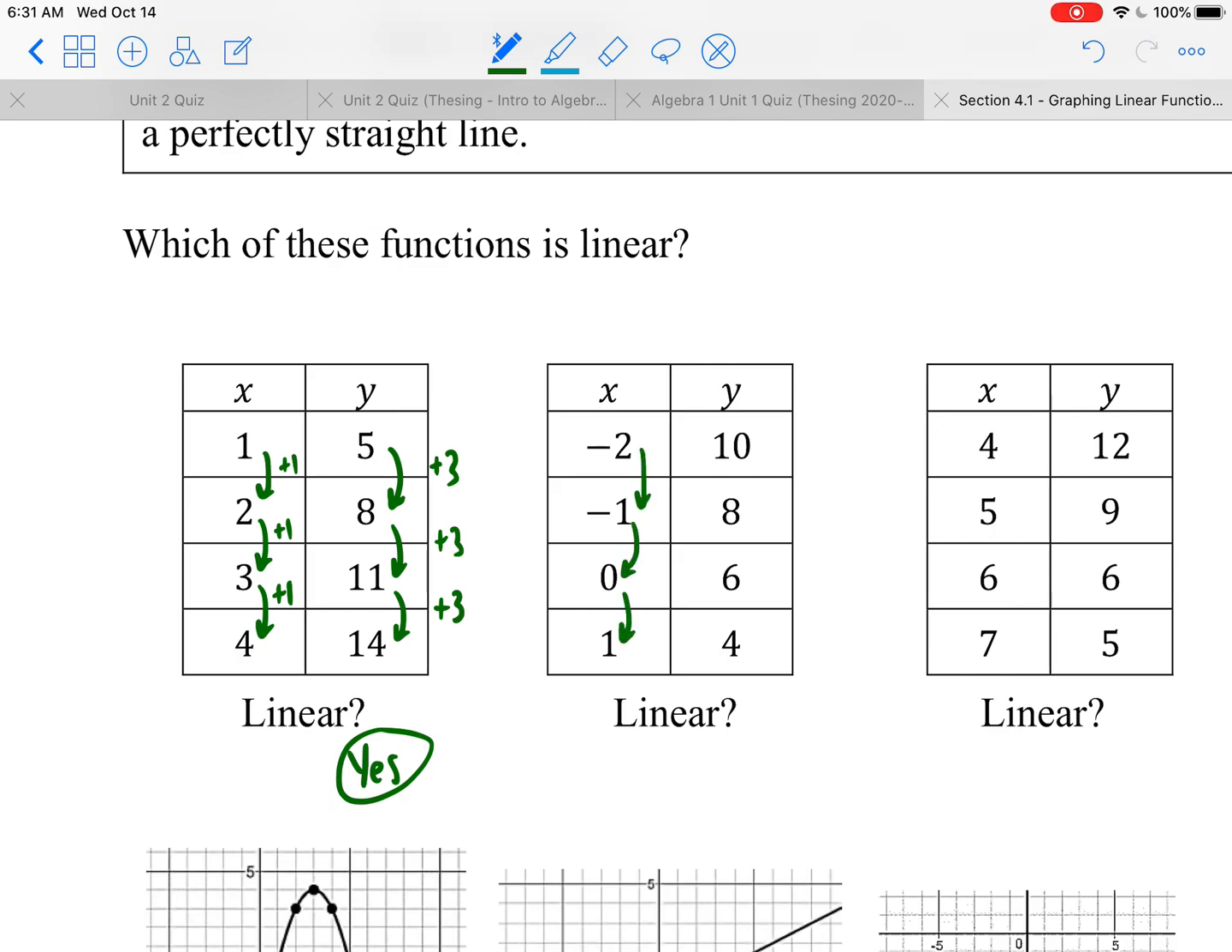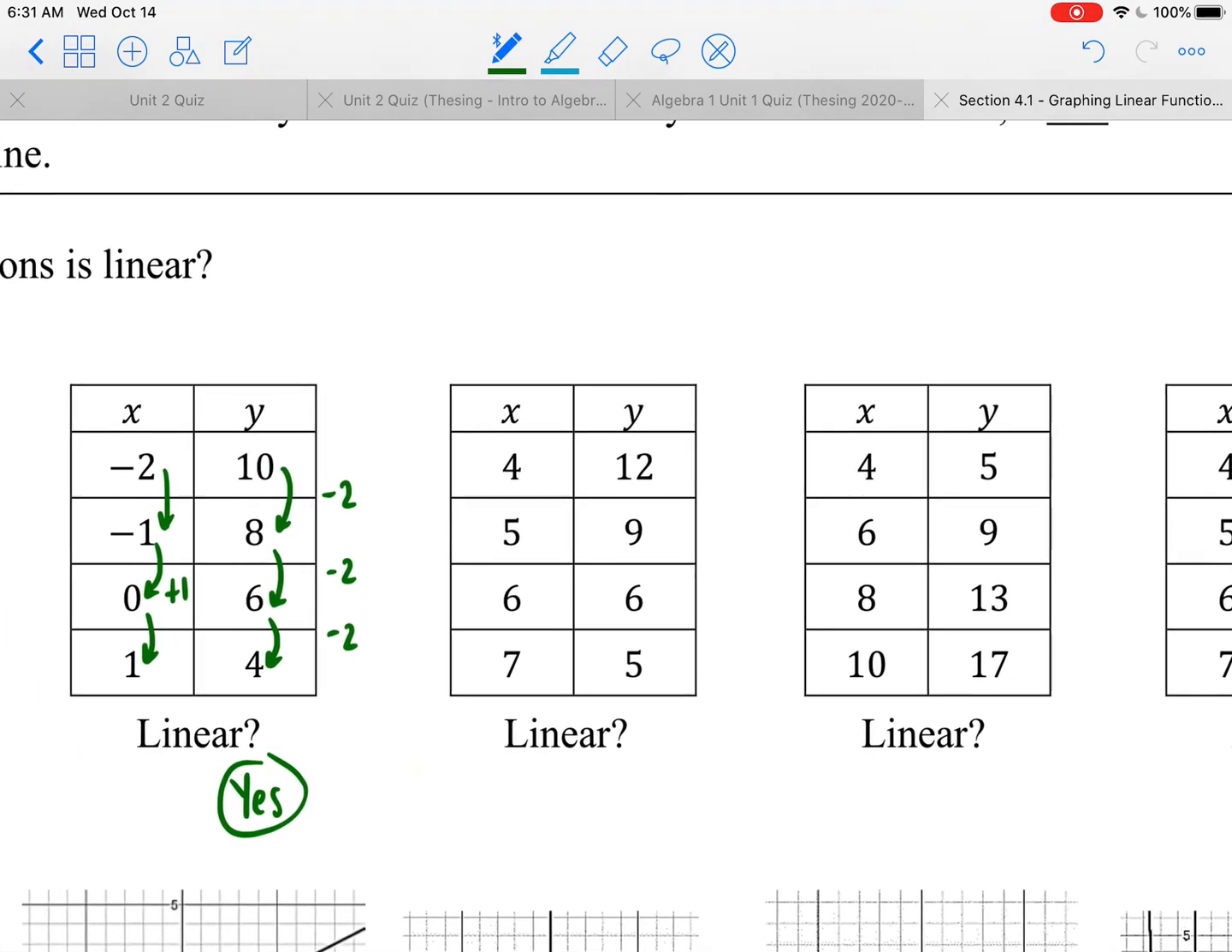So we're all going up by +1 over here on the left. What are the outputs doing? As the inputs are going up by 1, what are the outputs doing? The outputs are going down 2, down 2, down 2. Okay, so yes, this is linear because the outputs are changing the same amount every time based off of the input changes. Okay, how about this one?